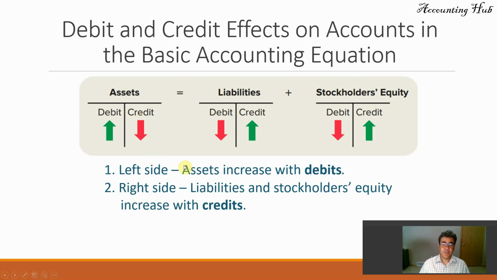So what do we have? Debits are everything that increases assets or decreases liabilities and stockholders' equity. The right side is our credit. Credit is everything that decreases our assets, increases our liabilities, increases our stockholders' equity. Remember, this is the most important picture that you need to remember. Okay, guys?